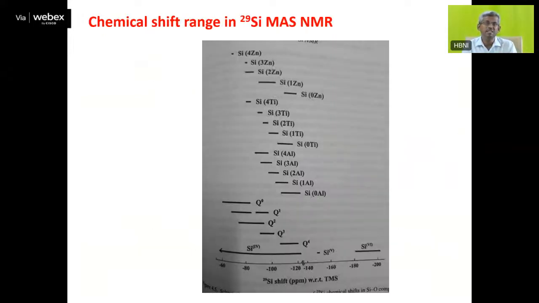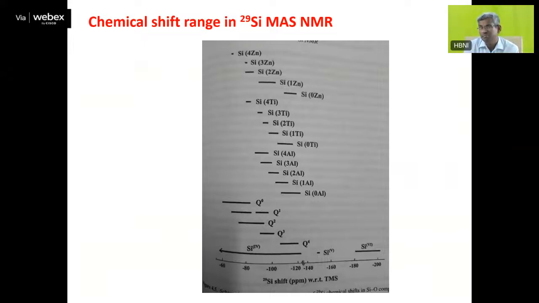This I have taken from the literature. For example, any beginner, suppose he has recorded some NMR pattern. Suppose we have recorded a silicon NMR pattern, and he is not familiar much with NMR patterns. So he can have a qualitative interpretation. Suppose in the beginning it is mentioned that I have given you an aluminosilicate material.